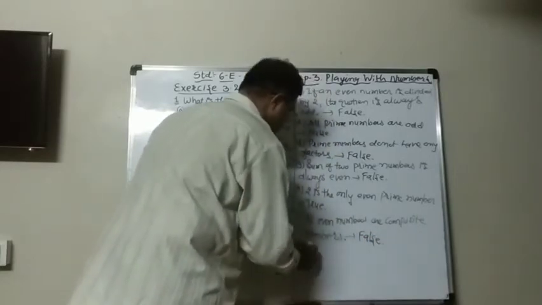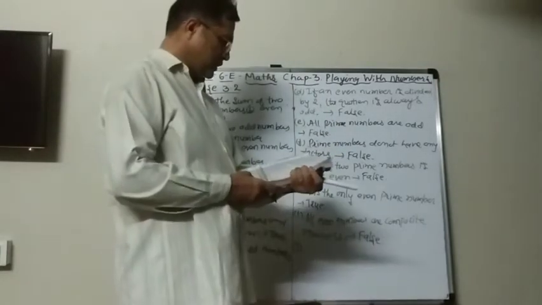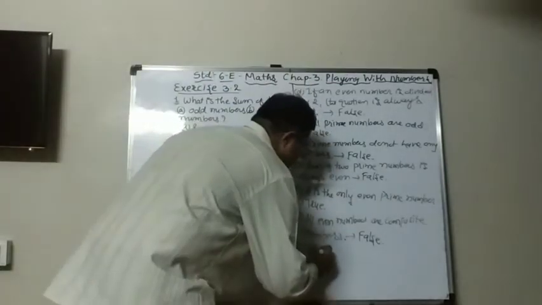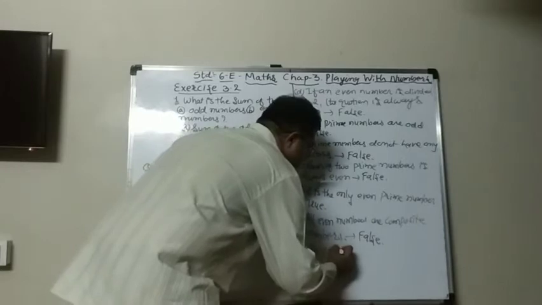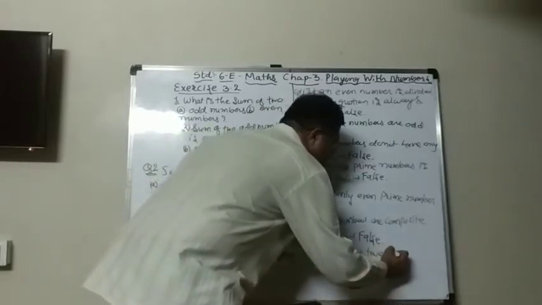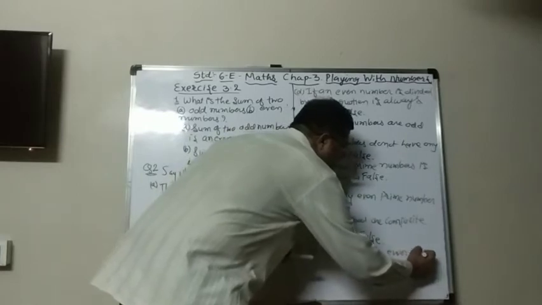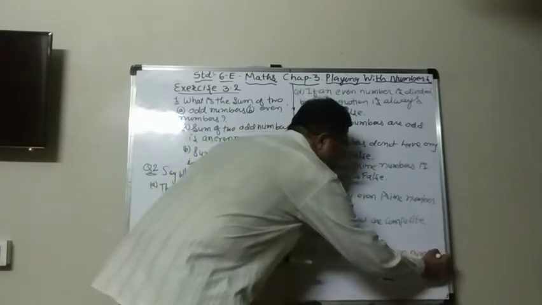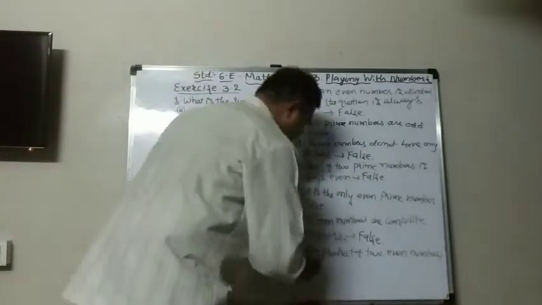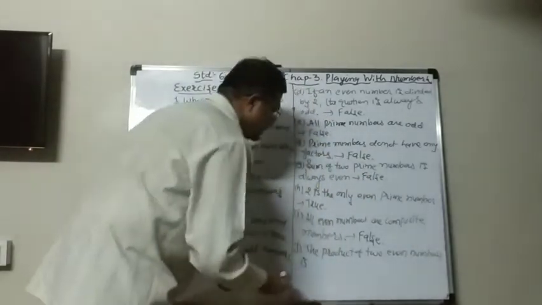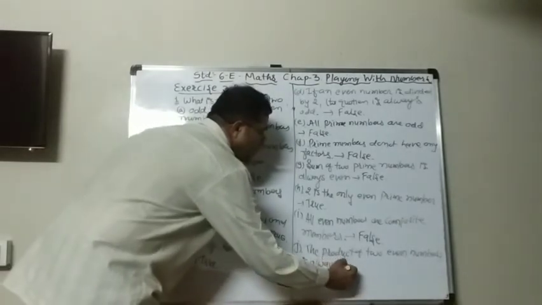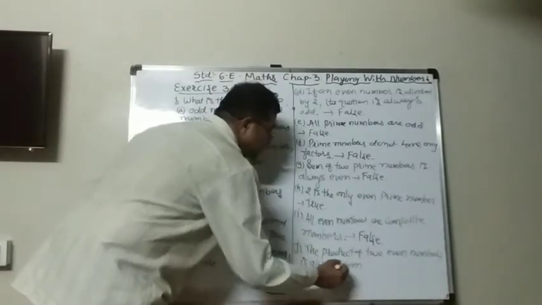And then J. The product of 2 even numbers is always even.